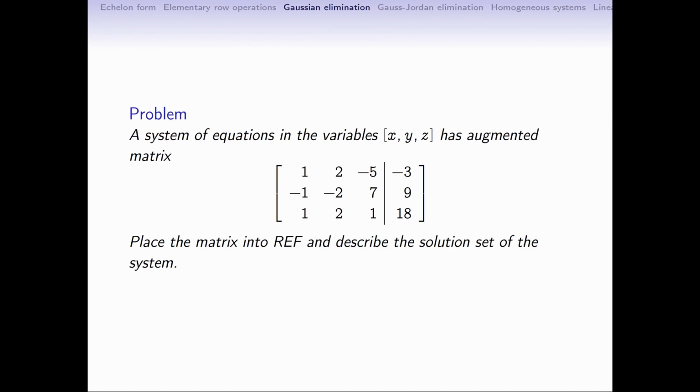A system of equations in the variables x, y, and z has this augmented matrix.